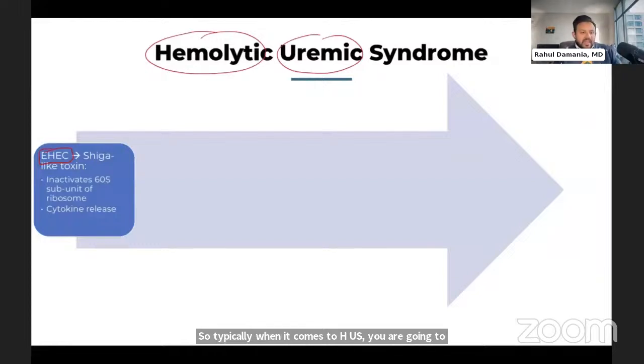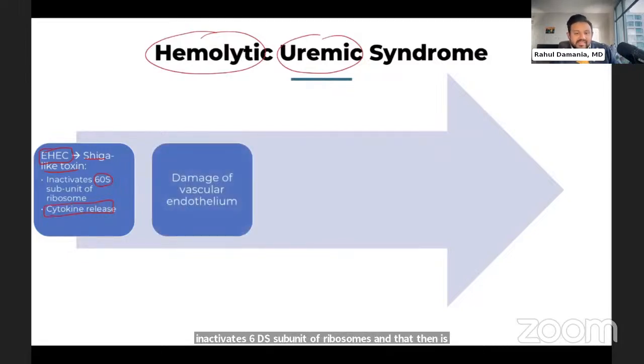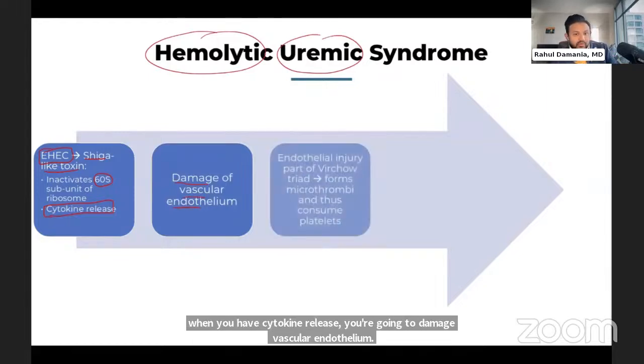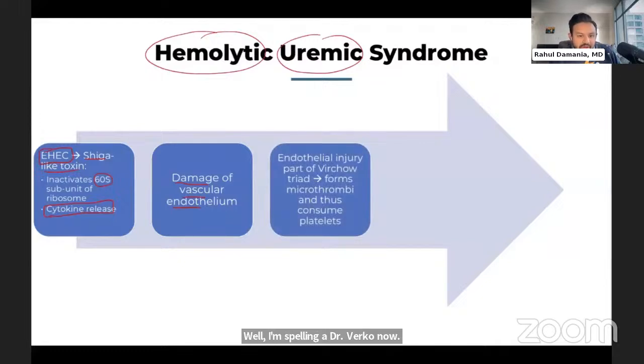E. coli O157:H7 is going to secrete the Shiga-like toxin. The USMLE wants you to know that the Shiga-like toxin inactivates the 60S subunit of ribosomes, and that is going to cause cytokine release. Now, when you have cytokine release, you're going to damage vascular endothelium. Well, I'm smelling a Dr. Virchow now. Absolutely. The damage of the vascular endothelium is going to induce endothelial injury and subsequent microthrombi formation.